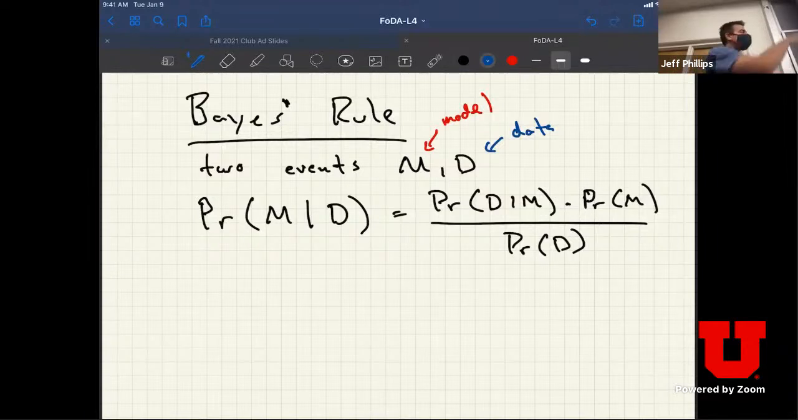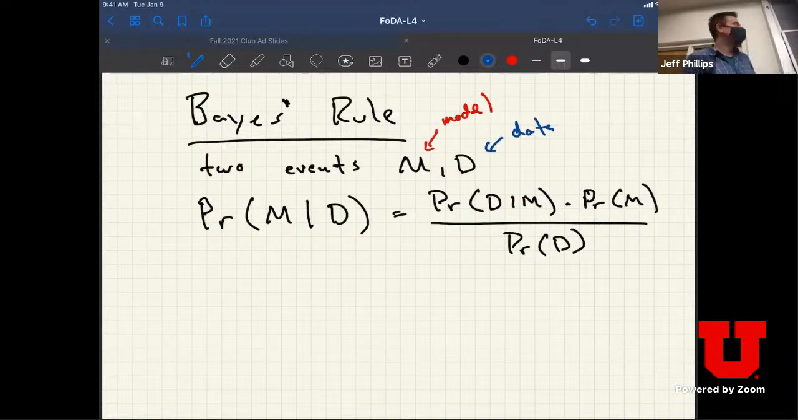Then there's something on the right-hand side, and that right-hand side looks more complicated. I would just like to calculate the probability of the model given the data. Why don't I just calculate that? Well, it turns out that even though this right-hand side is more complicated, it's going to be so much easier to work with.